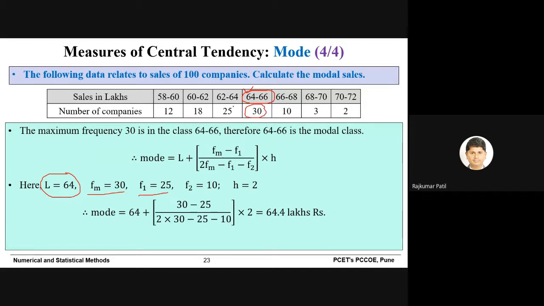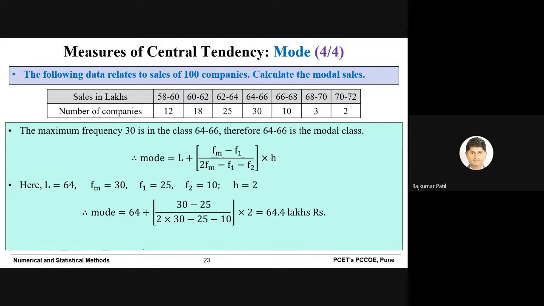F1 is 25. So for the lower class, the number of companies is 25. F2 is 10. For the post class, the number of companies is 10. And H is 2. That is the interval, 66 minus 64, that is 2. When we take the difference between any two values for a given range, then H is 2. So put all these values in this equation, you will get the answer as 64.4 lakhs.